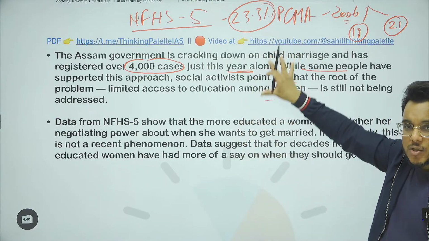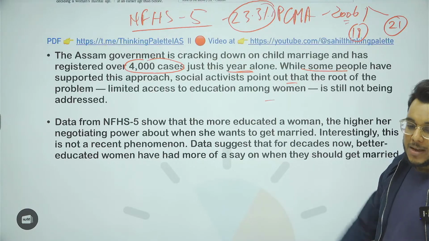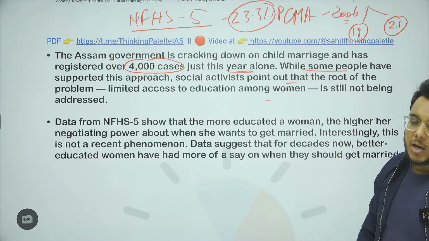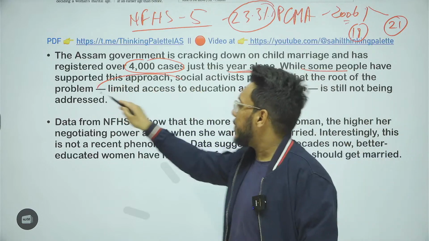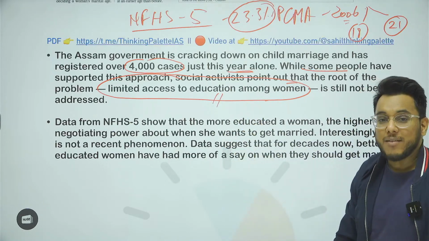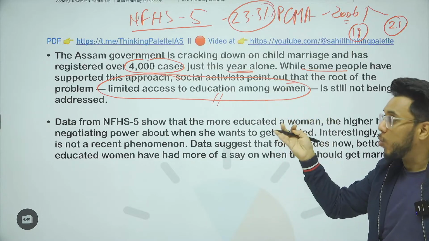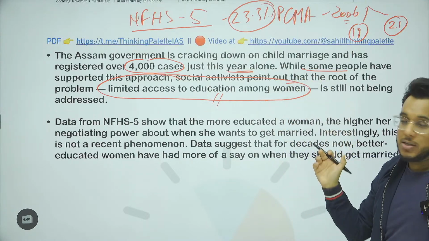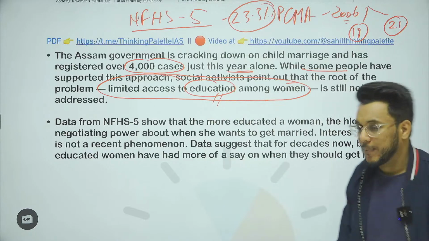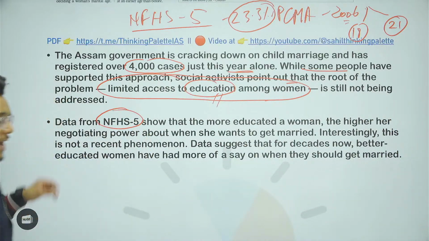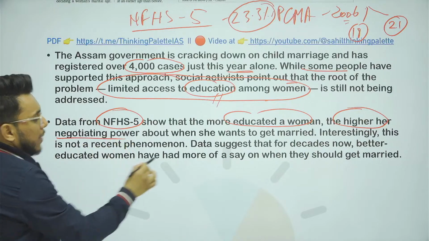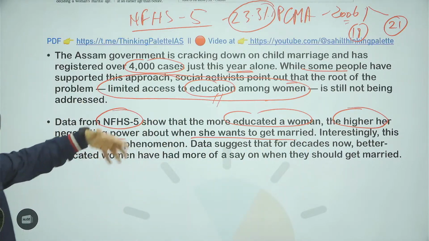Now, the activists have criticized the Assam government. They say, you say that you are arresting because it's a violation of law, fine. But you are not addressing the core root of the problem. The core root of the problem is the limited access to education among women. Women don't have education, so they are not empowered, and because they are not empowered, they don't know the utility of late marriages. According to them, child marriage is a norm. So we need to address this issue by educating them. According to National Family Health Survey 5, the more educated a woman is, the higher her negotiating power about when she wants to get married. She can assert that she wants to get married late.